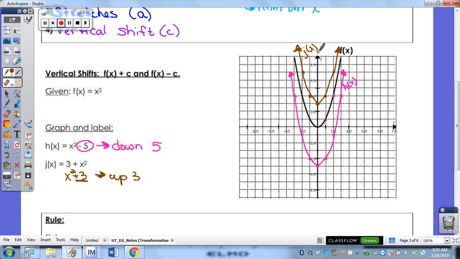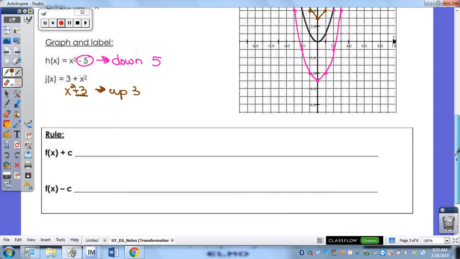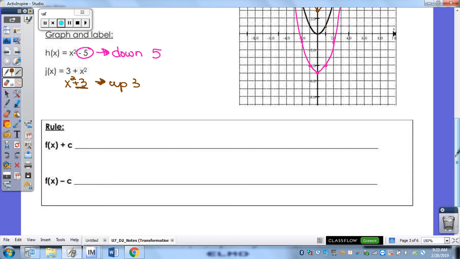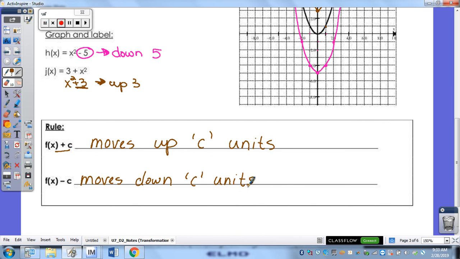So any number at the end there tells you you're going to move up or down. So f of x plus c moves up c units. So whatever that number is, that's how many units you're going to move up. And then if you subtract it, that's going to move down, again, whatever that number is. So anything at the very, very end makes our graph move up or down.